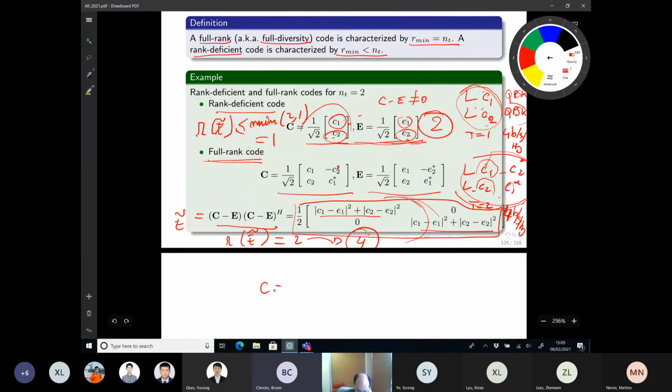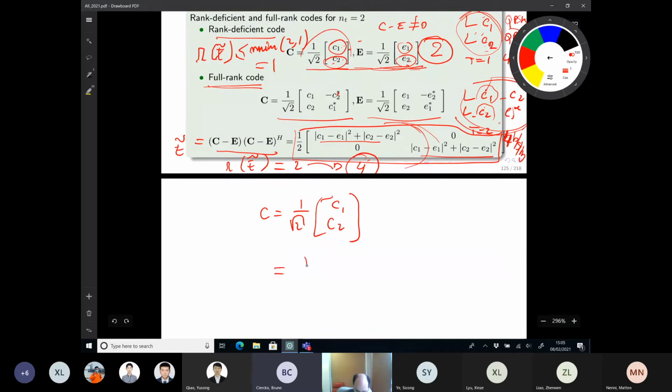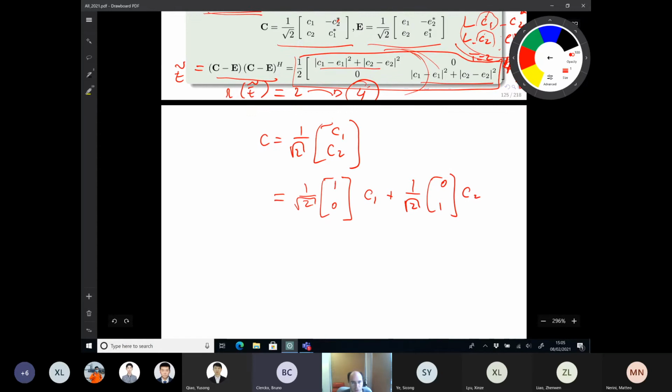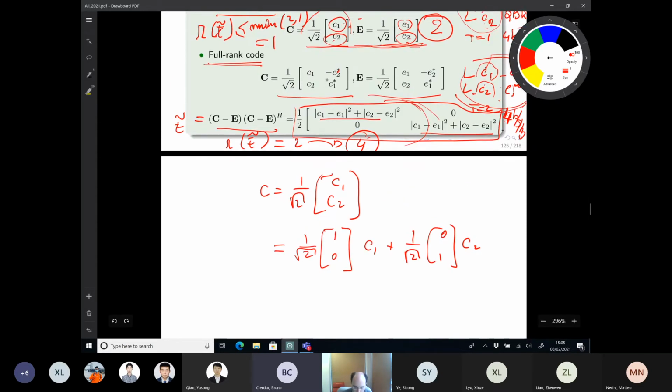Right, if you have C as 1/2 C1, C2, for instance, you can write this as 1/2 [1, 0] C1 plus 1/2 [0, 1] C2, right? And you can do this for other codes as well. For the Alamuti, you cannot do exactly this with C1, but you can do something with the real part of C1 and the imaginary part of C1, right?